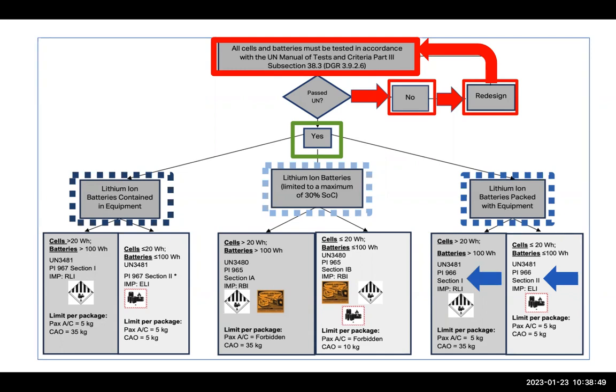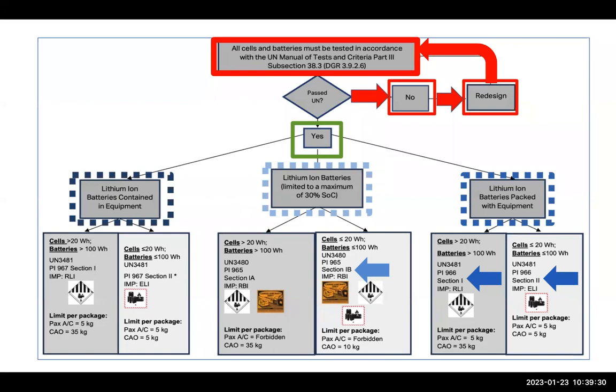That takes us to the next option of lithium-ion batteries. These ones are called the standalone batteries or loose batteries. They can be shipped under the provision of section 1B or section 1A. The difference between the two sections is that section 1B does not require a UN specification packaging, whereas section 1A requires a UN specification packaging. I'll be showing you how to determine that.